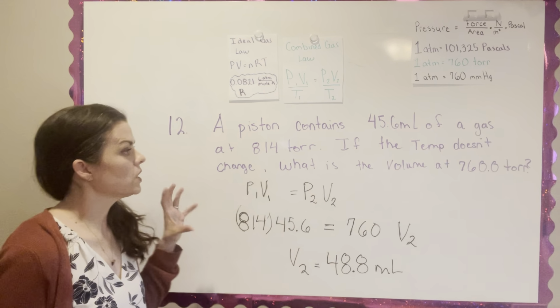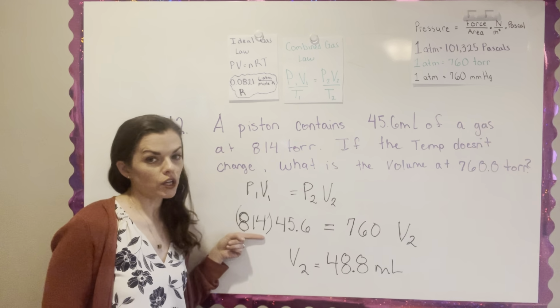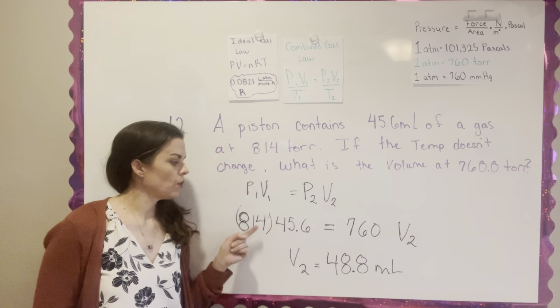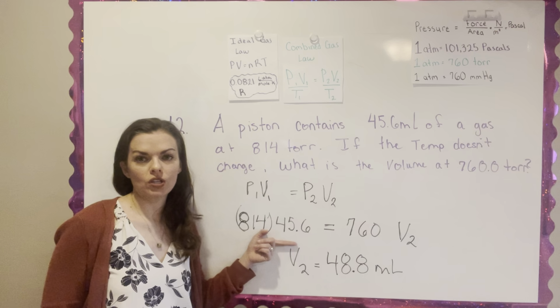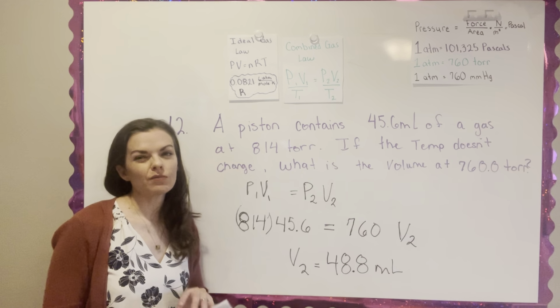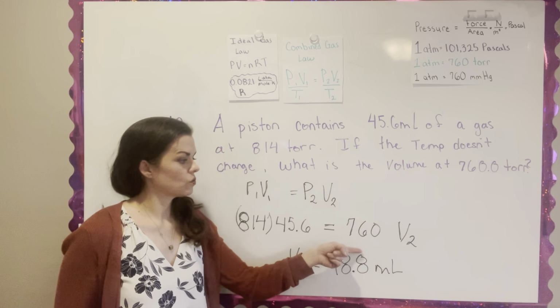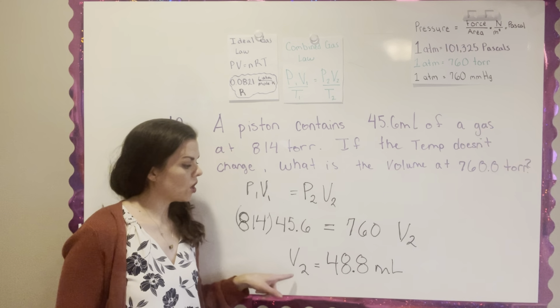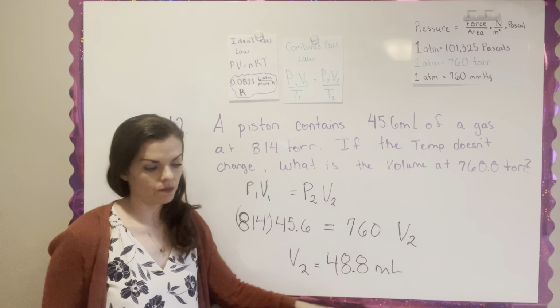So just as a recap of this, basically we have a piston of gas. We know its initial pressure and we know its initial volume, and we're going to be taking that and actually changing the pressure. I'm lowering the pressure from 814 to 760, and so the volume is actually going up from 45 to 48.8.